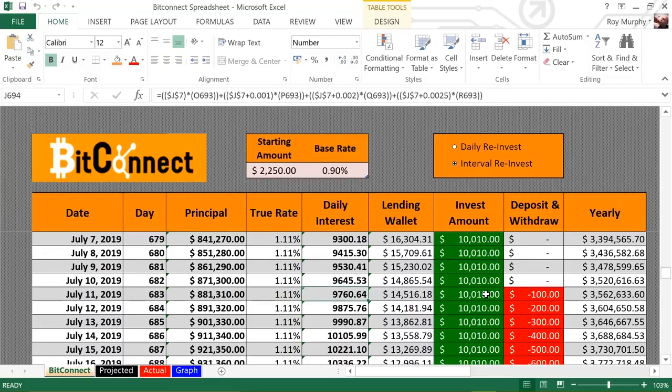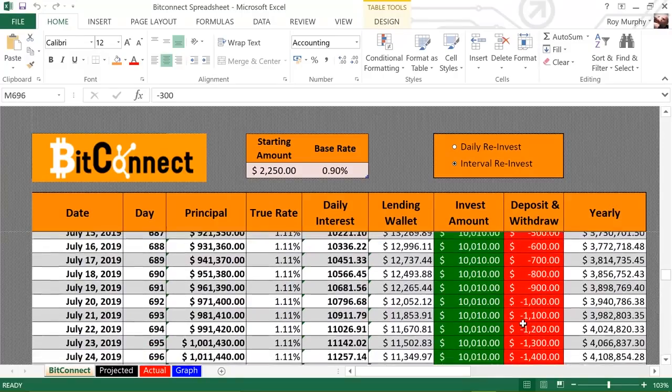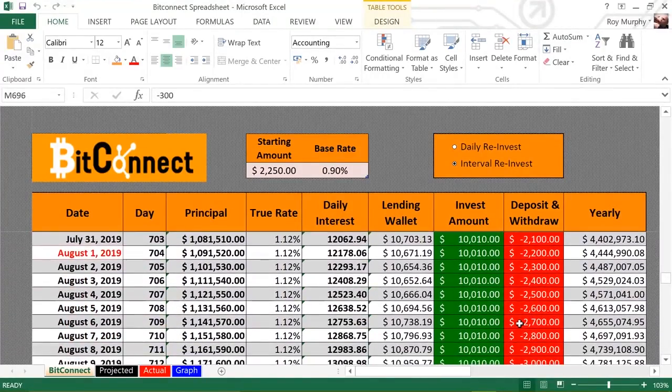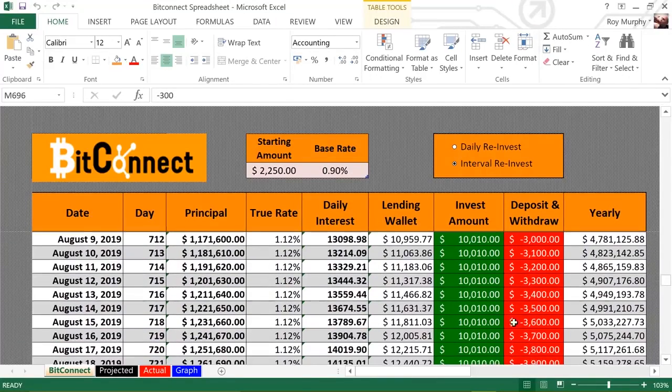We can start here because our lending wallet is over $14,000. So we do our daily reinvest and we just, not greedy, take out $100, but add $100 every single day. Look how it adds up. This is the power of compound interest every single day. Look at the lending wallet. Even though you've taken out $3.5 grand on the 14th of August, the balance is still 11,000.